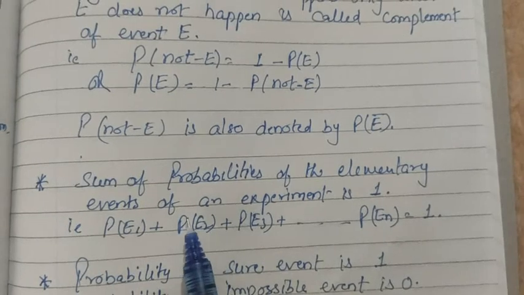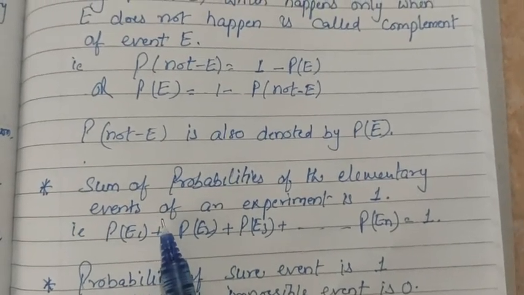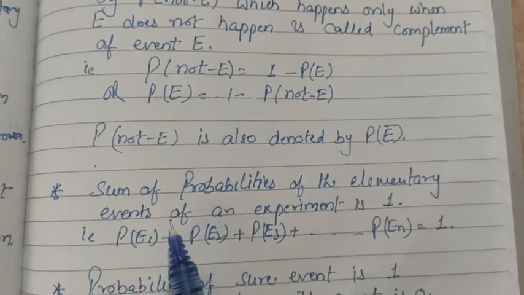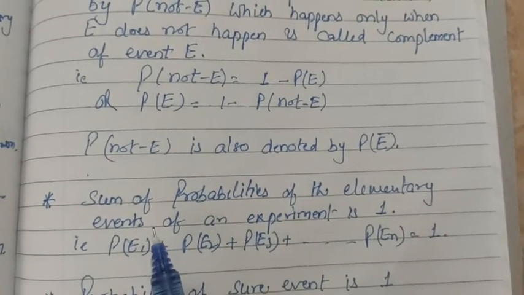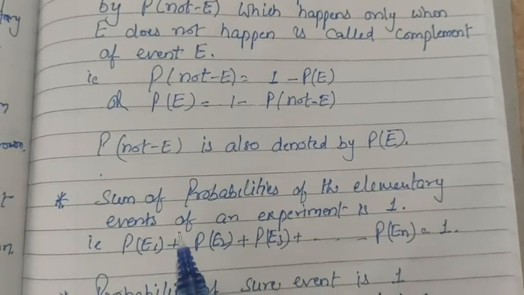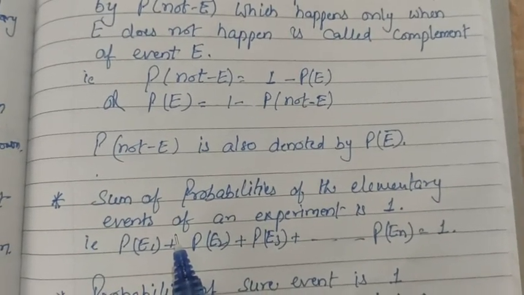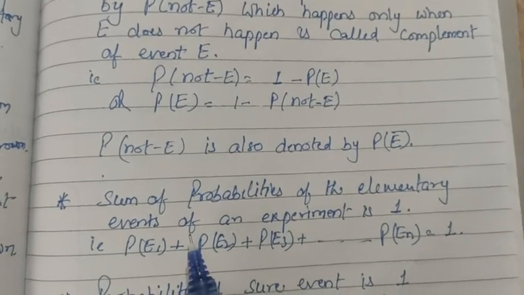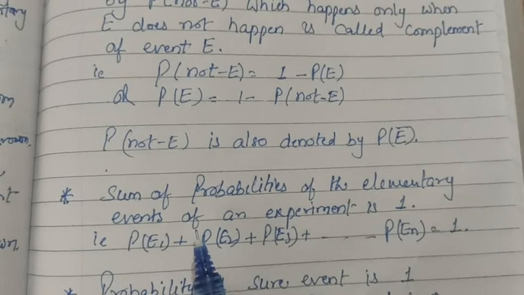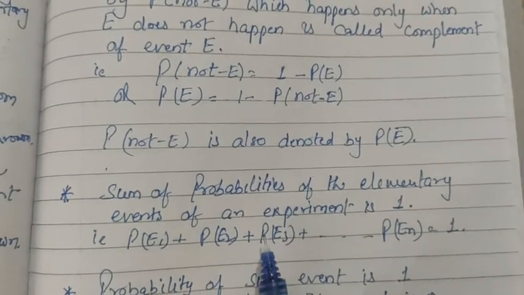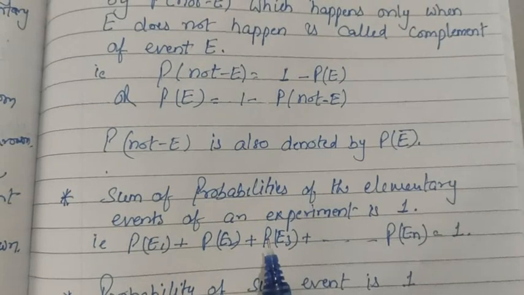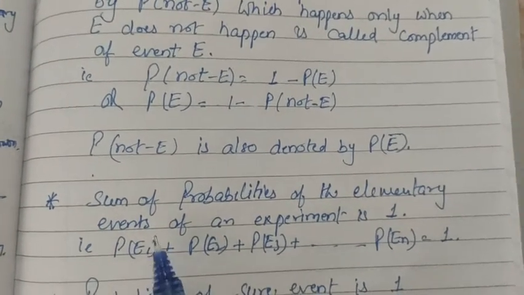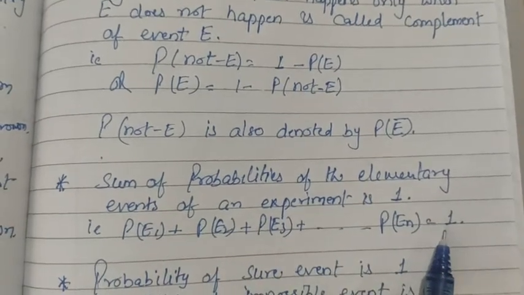You can take an example of all the elementary events when a Ludo dice is thrown. Then the sum of the probabilities of all elementary events will be 1. The probability of getting 1 will be 1 by 6. Probability of getting 2 will be 1 by 6. Probability of 3 will be 1 by 6. Similarly, probability of 4 will be 1 by 6, probability of 5 will be 1 by 6, and probability of 6 will be 1 by 6. So the sum of all these probabilities will be 6 by 6, so it becomes 1. So you can see the sum of probabilities will always be 1.